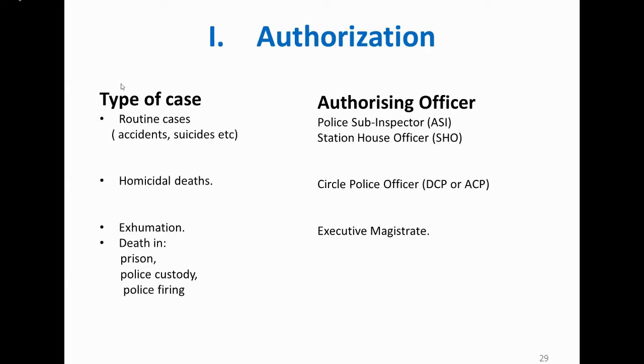Type of cases: if routine cases are coming to you, like an accident case or a suicide case, then the authorizing officer who can authorize you is the police sub-inspector and the station house officer, SHO, ASI. In homicide deaths, if foul play is suspected, then circle police officers like DCP and ACPs can give the authorization. For cases of exhumation, death in prison, police custody, or police firing, the authorization letter is issued by the executive magistrate or by means of the court, and it comes to you.